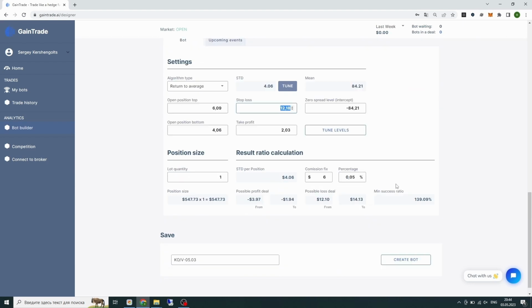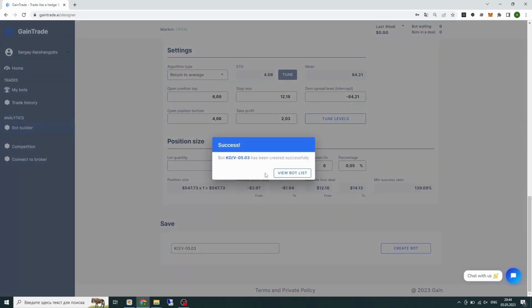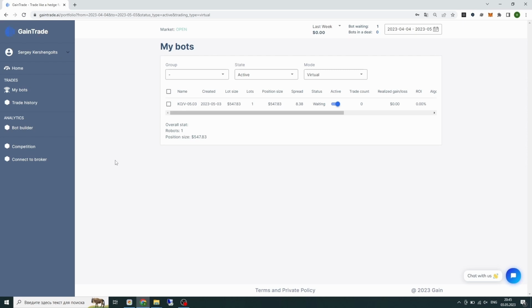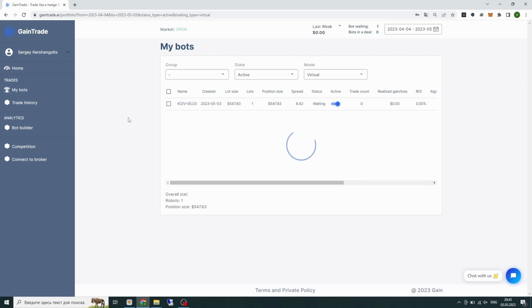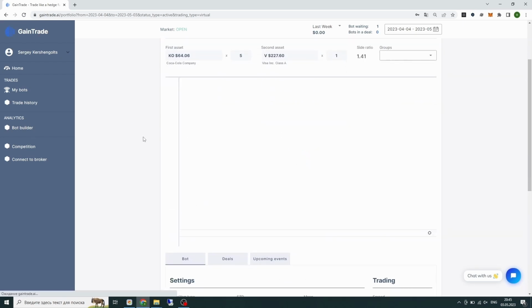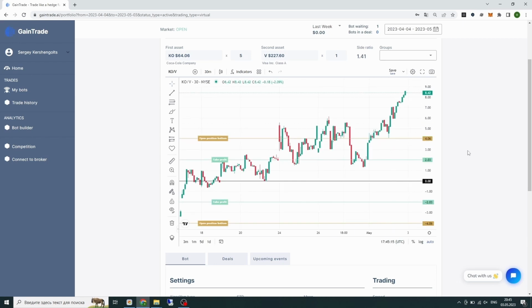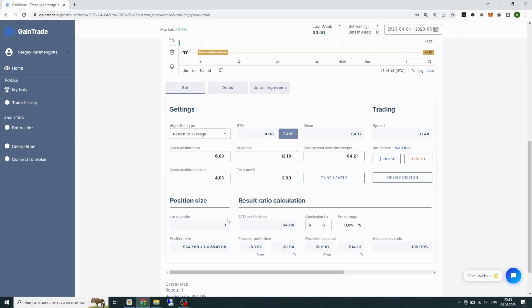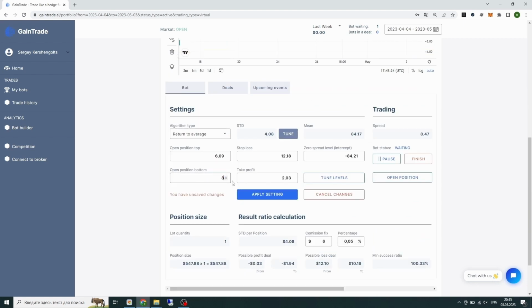Click on Create Bot, and move to the bot list. Here, we can expand it and see it. We can close the deal early by adjusting the spread, say, to the mark of 8. We need to adjust the mark of 8 and 9. Make the changes.